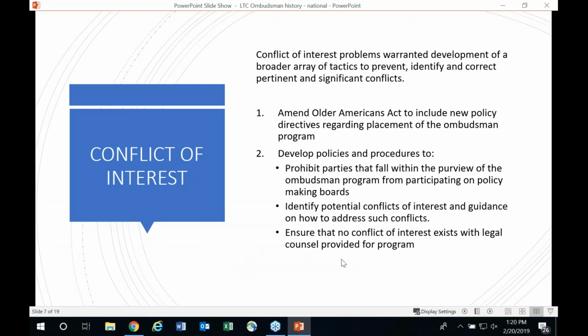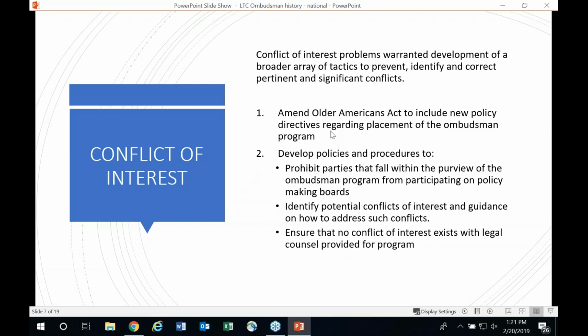So they recommended that the Older Americans Act include new policy directives regarding the placement of the Ombudsman. And the most common example of that, and we'll talk about that a little bit later, is the fact of ombudsman programs being located in a larger agency that also houses the Survey and Certification Agency for Long-Term Care Facilities. That is a definite conflict of interest. That one is a little bit more obvious than some of the others, but it's just a really good example.